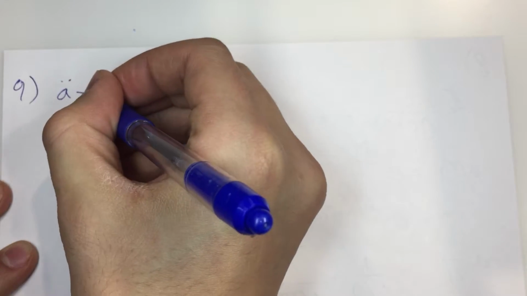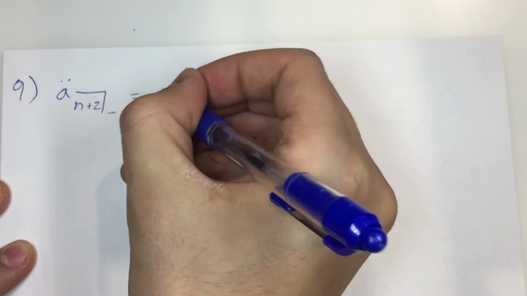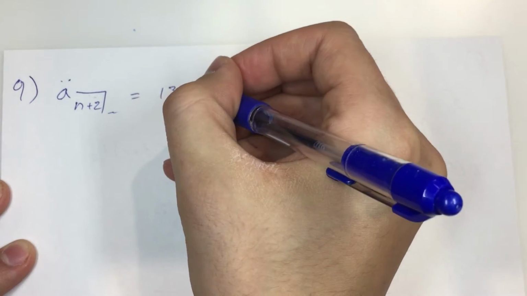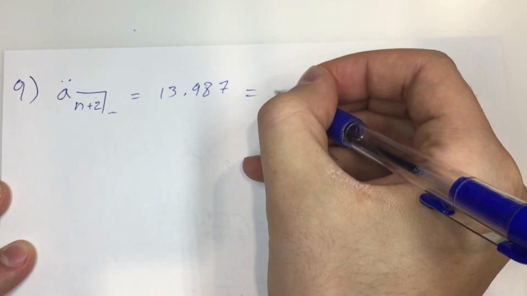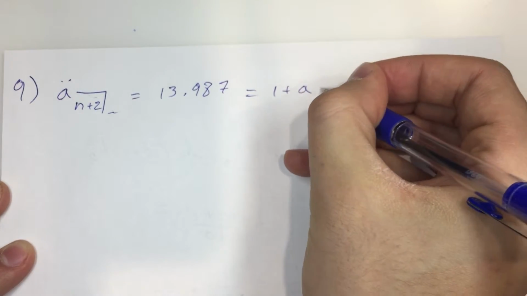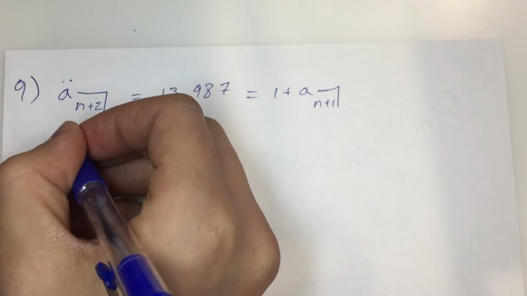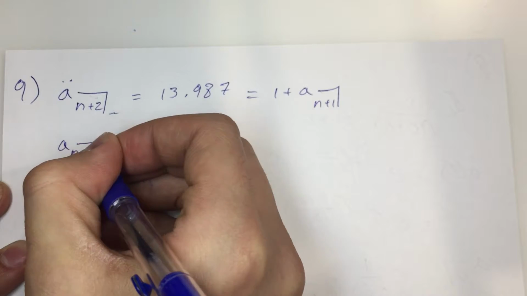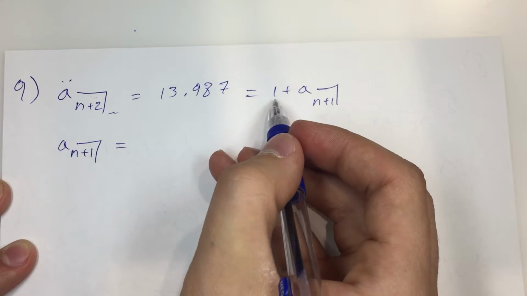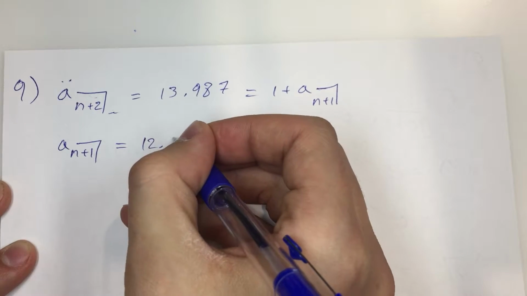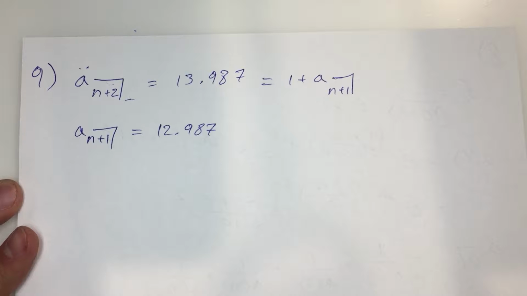So an annuity due for n plus 2 years at some interest rate has a present value of 13.987. We can also rewrite this as 1 plus an annuity immediate for n plus 1. Therefore, the annuity immediate itself for n plus 1 years will be 13.987 minus the 1 for a total of 12.987. And this will help us later on, as you'll see.